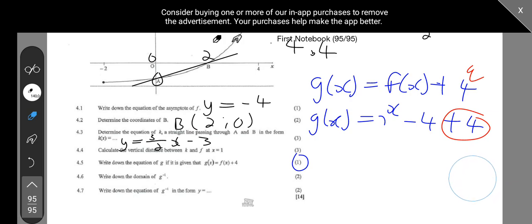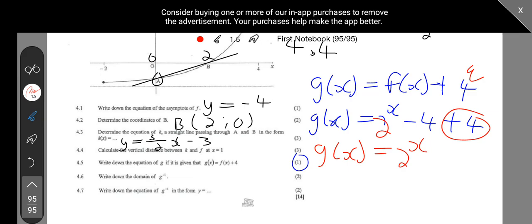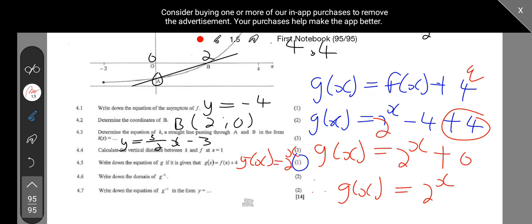So what is the question here? The question says determine, write down the equation. So we can say that g of x is equal to 2 to the power of x, because negative 4 plus 4 is equal to 0, let's say plus 0. Therefore, g of x is equal to 2 to the power of x. And we are done. So determine the equation of g. We can say that g of x is equal to 2 to the power of x.